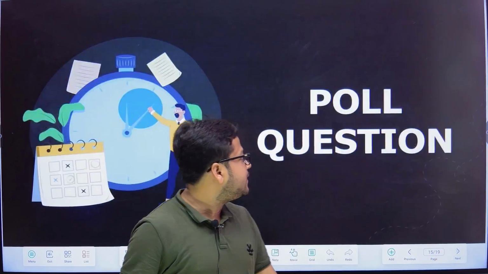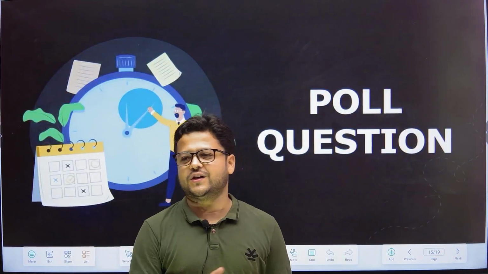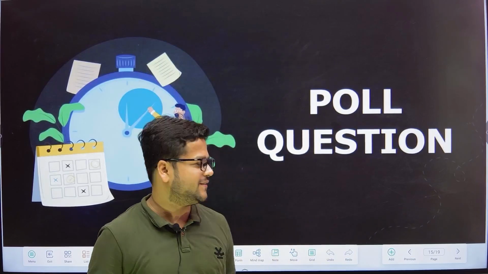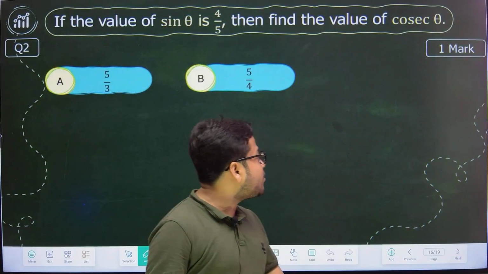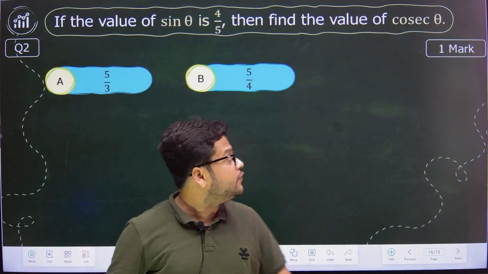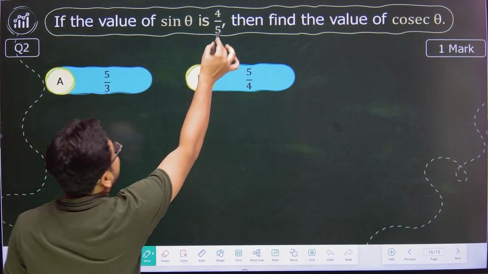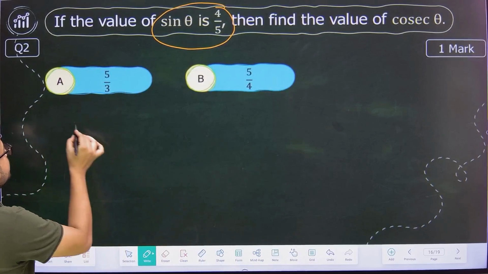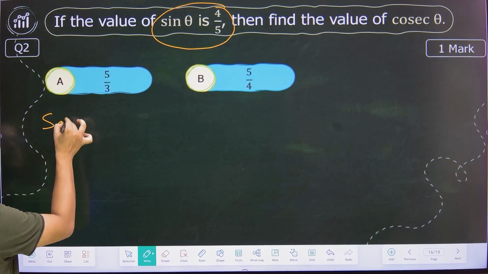So students, let's solve one poll question now. I will give you one question with two options and you have to click on the right option. So let's see, two options are here on the screen. And what is the question? If the value of sine theta is 4 by 5, find the value of cosec theta. So let's solve this question, students.